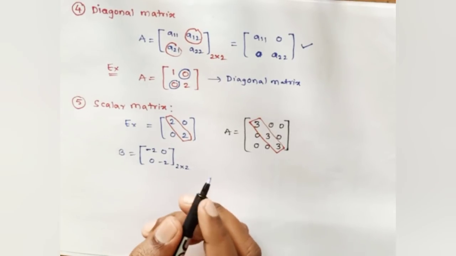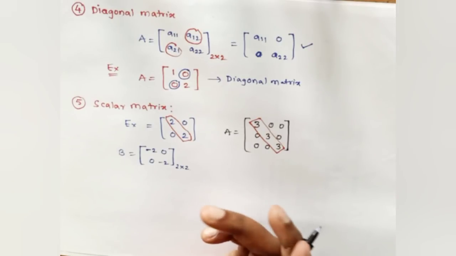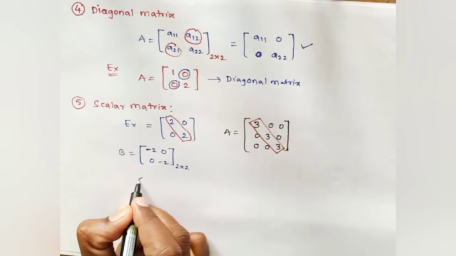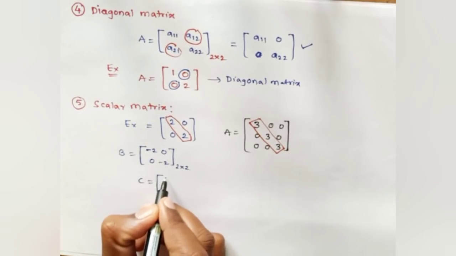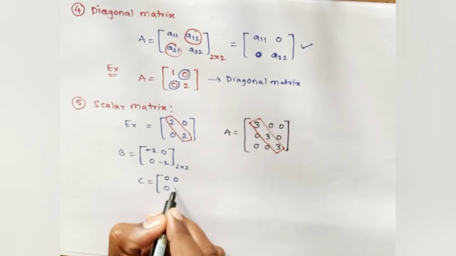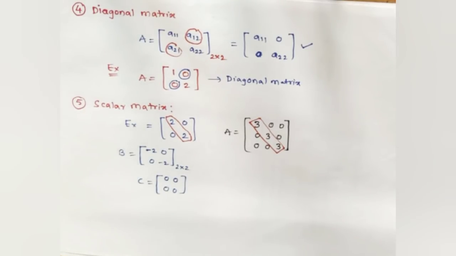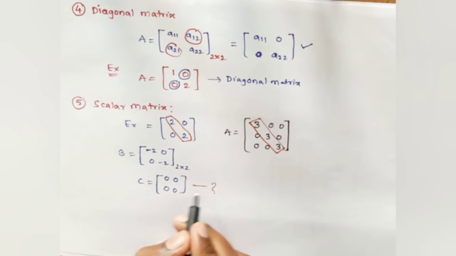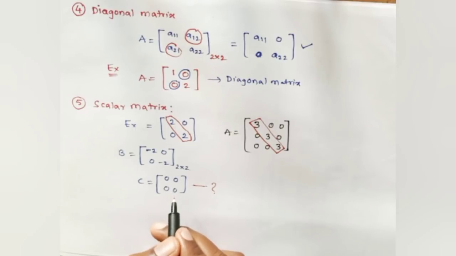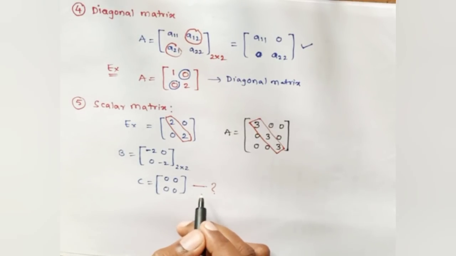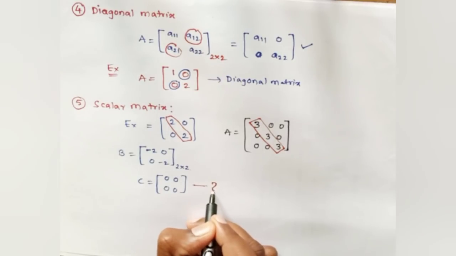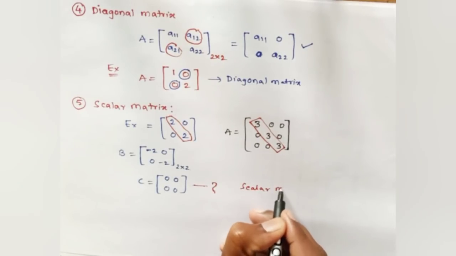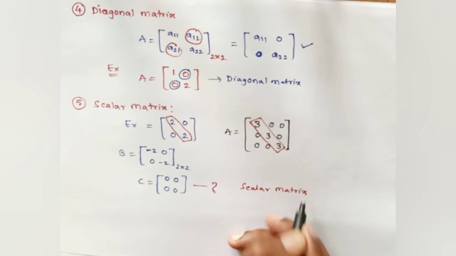Here I have a doubt. If all the diagonal elements are equal to 0, then what happens? Consider a matrix C which is equal to 0, 0, 0, 0. Then what happens? Here you can observe all non-diagonal elements are 0 as well as the diagonal elements are also 0. Then it is also a scalar matrix.